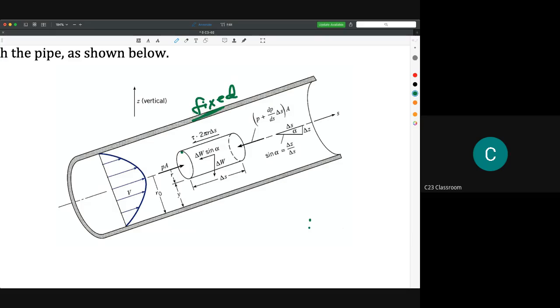So in this situation, we assume that we have a shear force in this direction, and it can be written as tau times 2 pi r delta s. And 2 pi r here is actually the circumference of this element, and delta s is the length of this element. So you could imagine that this is the area where the shear stress acts.